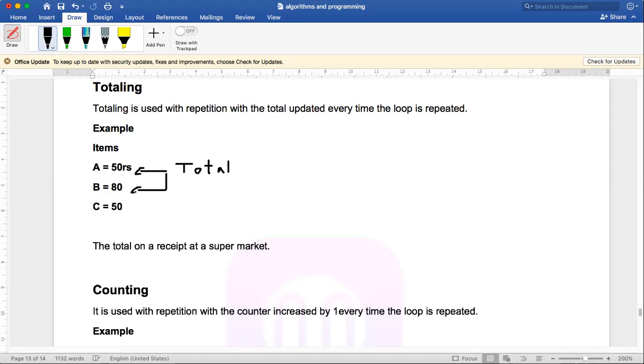Look, this is called repetition, or you can say it is a loop, because it is continuing moving now. 1, 2, 3. So it is going to add the things stepwise, like total A plus B plus C. So in the last, whatever the amount is, like the total is 180, right? So it will be stored in a total stepwise. So this is how the totaling works.